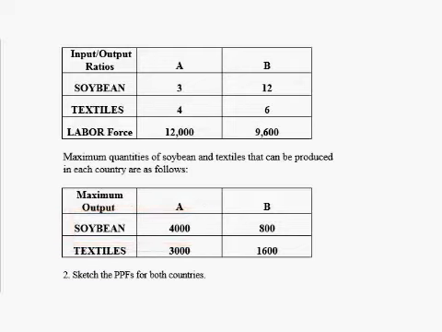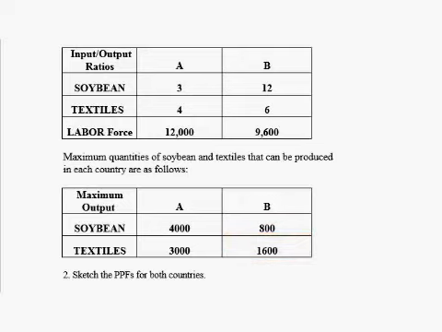It should be pretty straightforward to see how the other 3 numbers come about. 12,000 divided by 4, 3,000 for textiles. 96 divided by 12 is 8. So 9,600 divided by 12 is 800 for B. And 6 goes into 96 16 times, so 6 goes into 9,600 1,600 times.